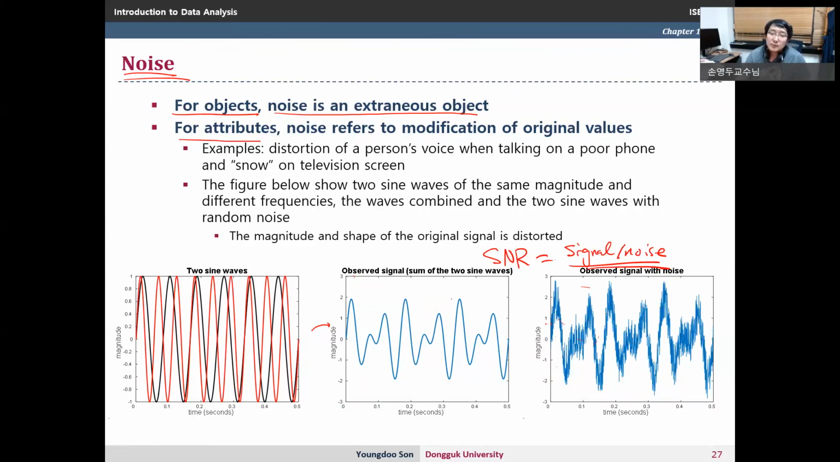Sometimes we know the noise actually. Sometimes when we talk with our friend on the phone, we have some distortion of a person's voice. Or sometimes we see snow, which means pixels with white color. Or sometimes we also have pepper noise, the pixels with black color on a TV screen. These are usually considered as noise.